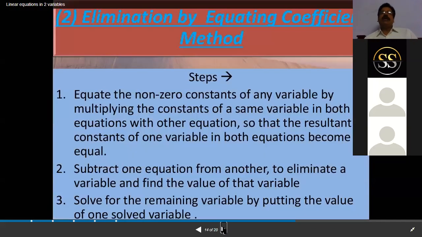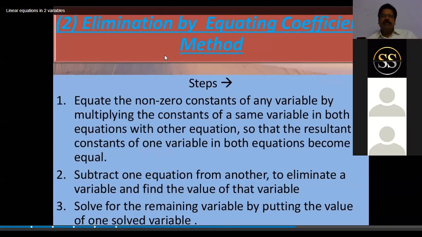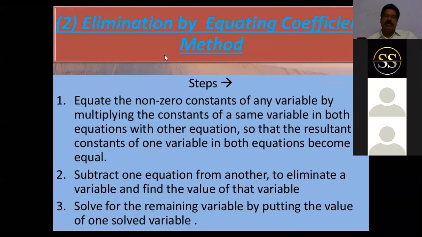And elimination by equating the coefficients. Equate the non-zero coefficients of any variable by multiplying both equations by suitable constants so that the resultant coefficients of one variable in both equations become equal. Subtract one equation from another to eliminate one variable and find the value of the other variable. Solve for the remaining variable by putting in the value of the solved variable. That means we make the coefficients of a variable equal, and then we eliminate one variable.